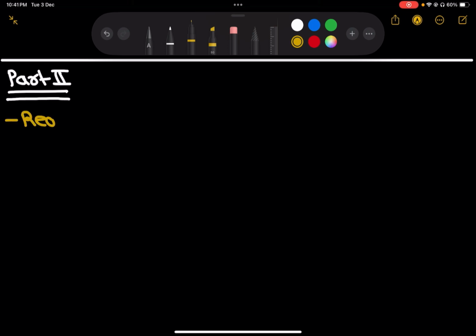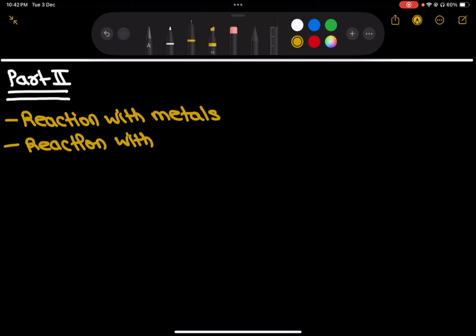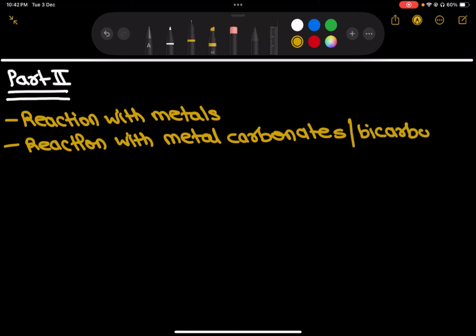so firstly, reaction with metals. Secondly, we have reaction with metal carbonates and metal hydrogen carbonates or metal bicarbonates. And I read bicarbonates, but another name for it is also hydrogen carbonates. Okay, I'll explain what that is, right? And the last one is we are going to see the acid-base reaction, also known as neutralization. Correct? Acid-base reaction. So these three reactions we are going to see in this part.